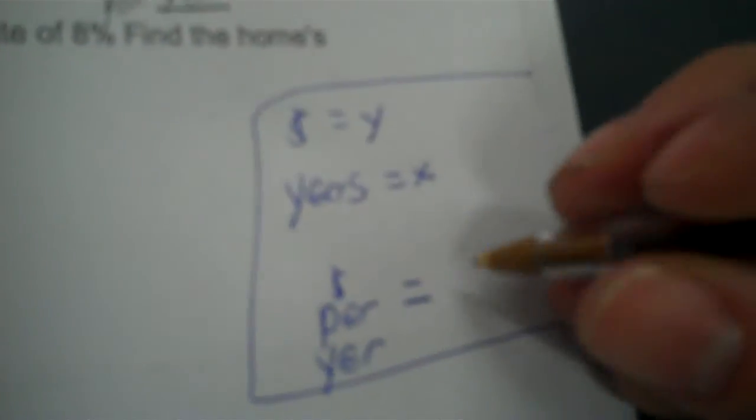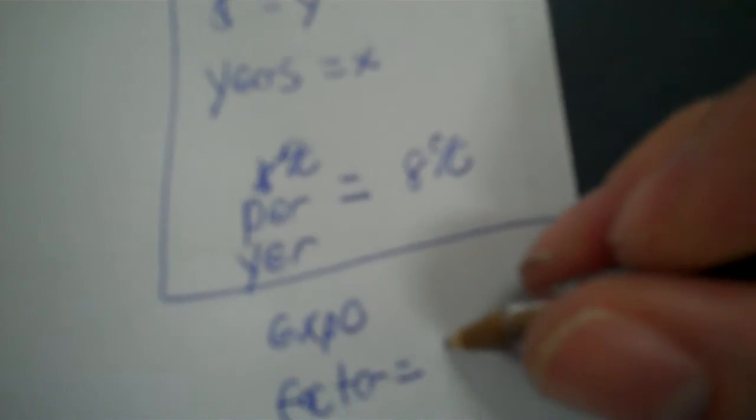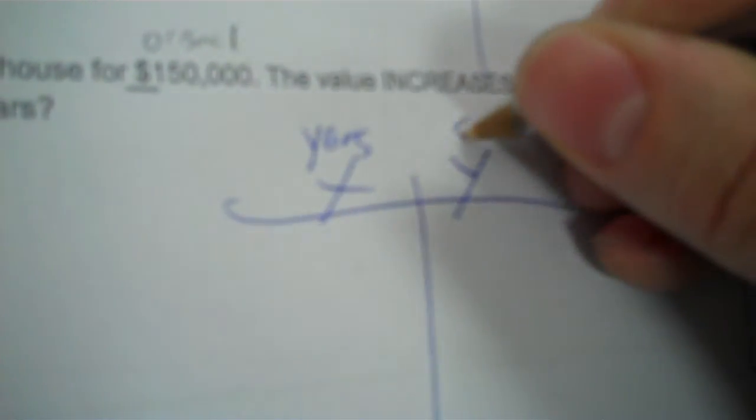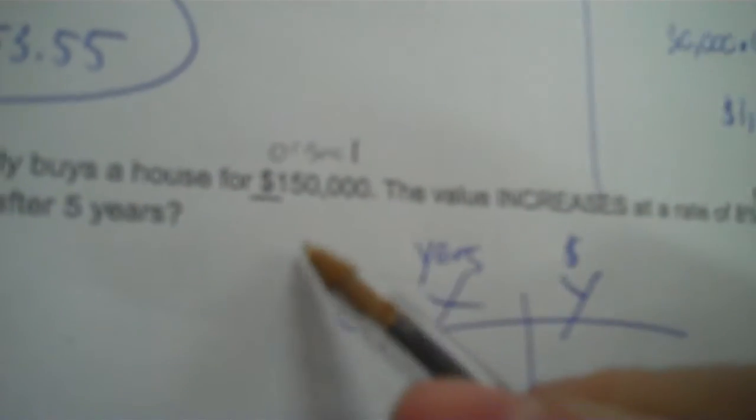8%, so increase. Again, it's a percentage, so that changes the ball game. Okay, it's an expo function, and for the factor, this time I will not subtract 8 because it's increasing, you add 8%. You just move it twice to the left. There's still a 1 in front of the decimal, so the expo factor is 1.08. Okay, so X is years, Y is money. So 0, 1, 2. The Y value starts at 150,000, and then every year we multiply by 1.08.